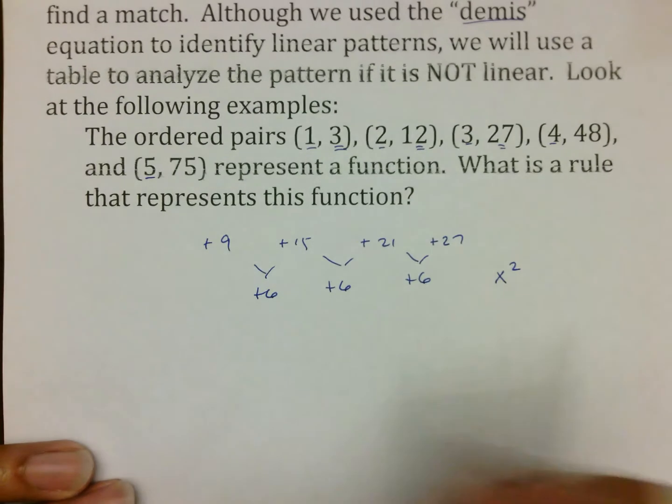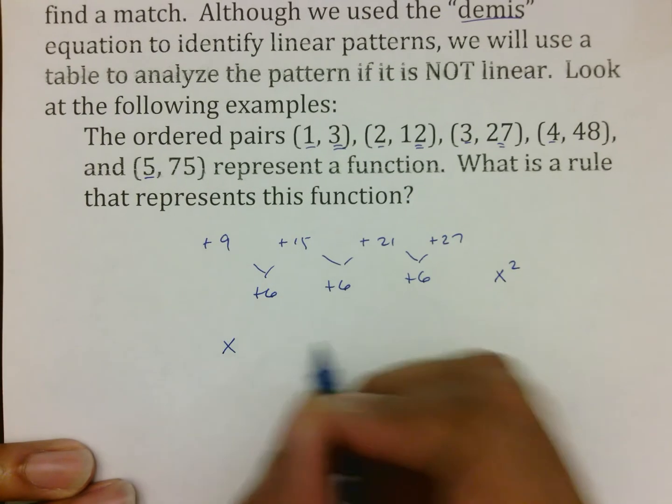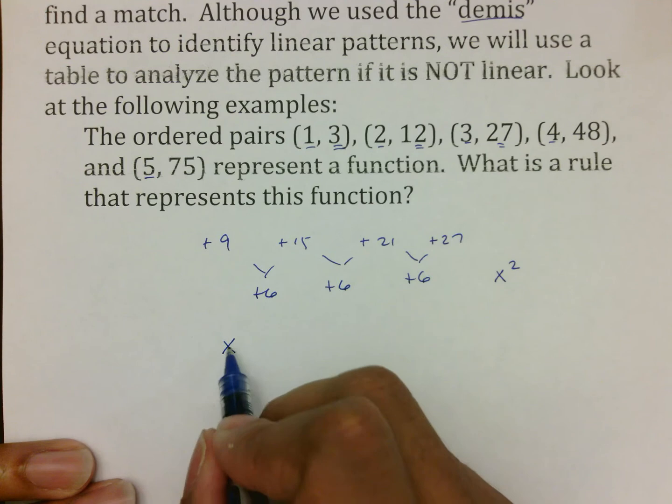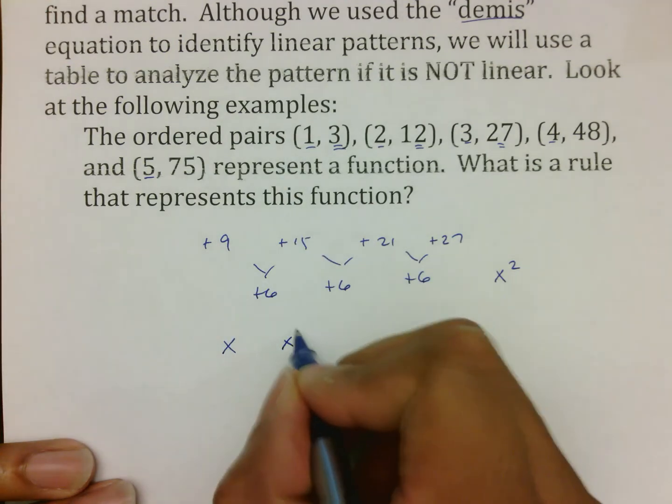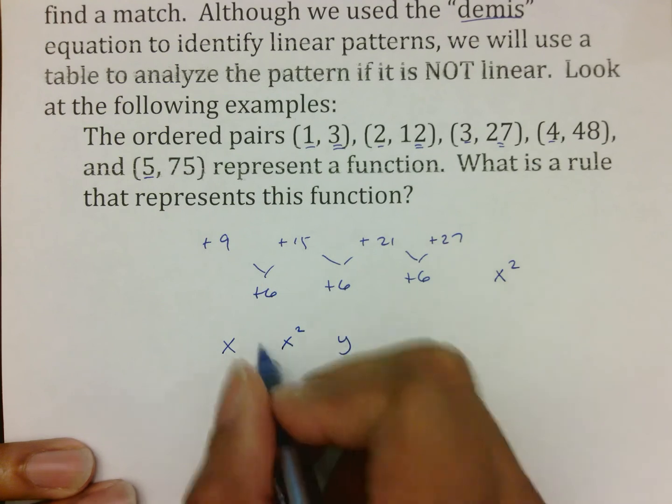But what we're going to do is use a table to figure this out. We're going to start with an x, because that's what our value is, put down the type of pattern it is second, and then put the y value down the third one.